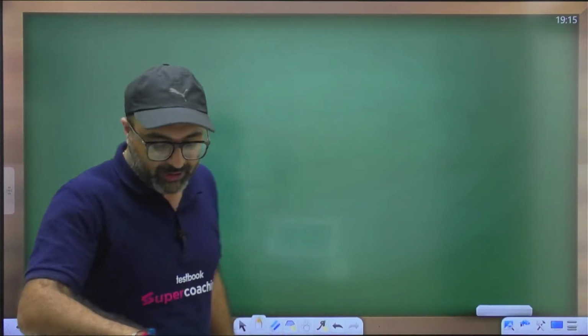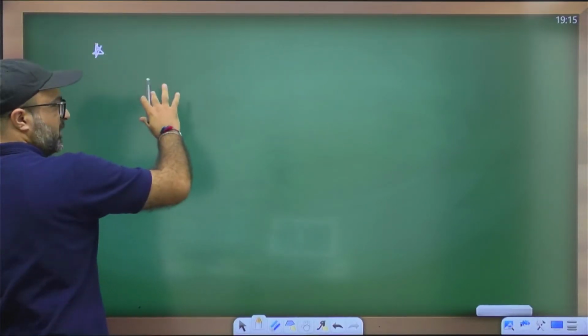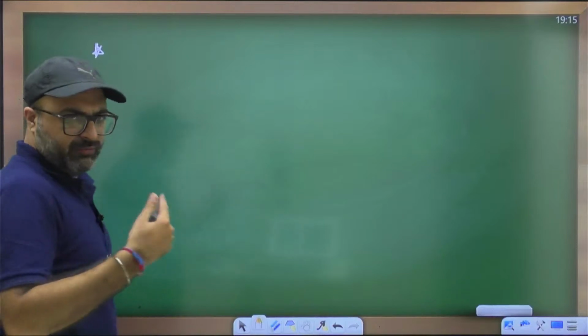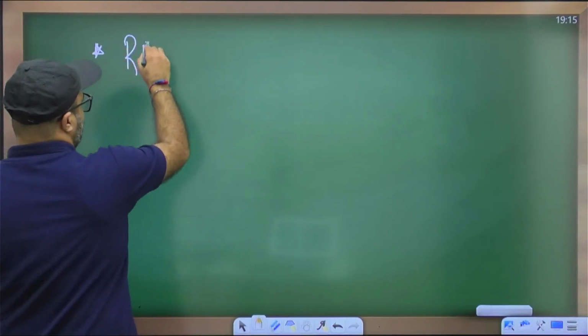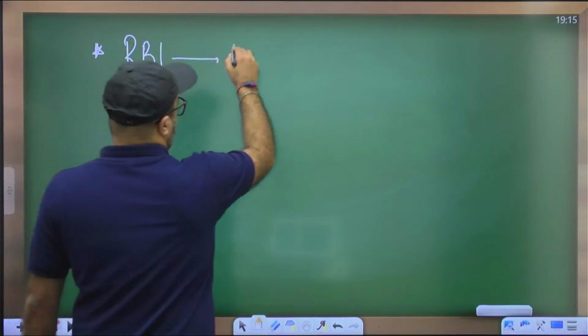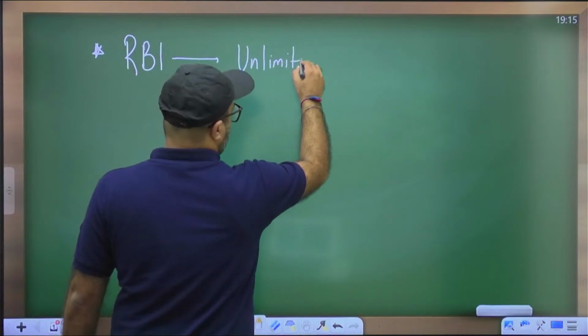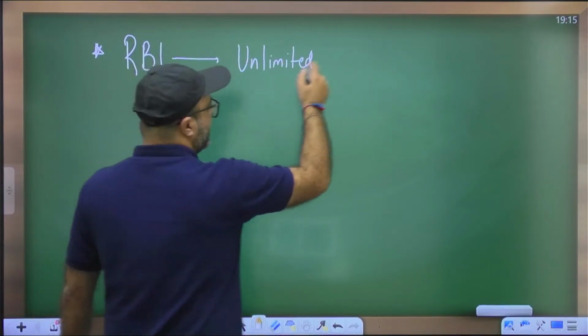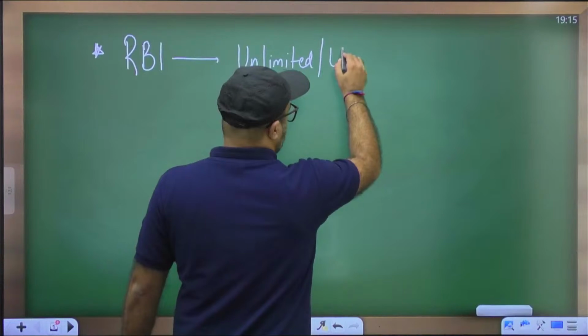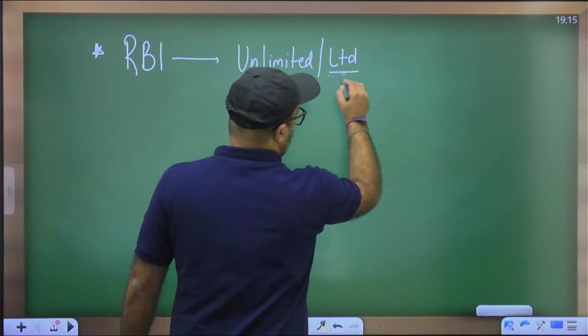So the first point from where we are going to start today is that RBI is the authority responsible for issuing and printing of currency. But my question is, is it possible that RBI can print unlimited currency? And if it is possible, why is RBI not doing it? And if it is not possible, that means RBI is printing limited currency.